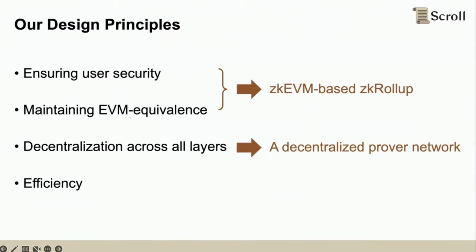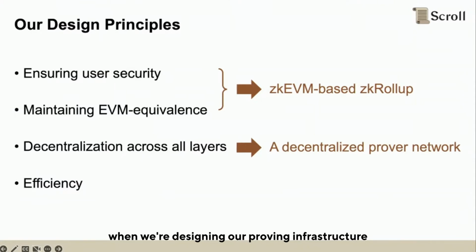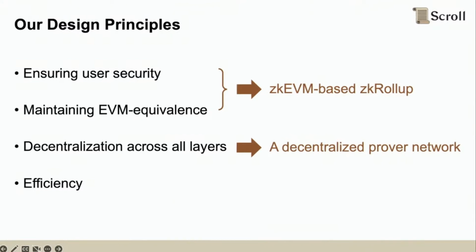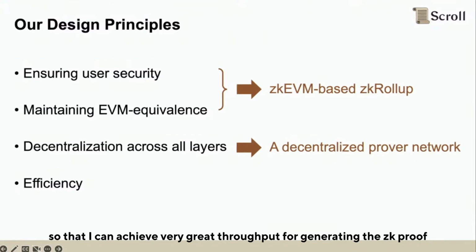And then second, when we're designing our proving infrastructure, we make sure it's highly parallelizable, meaning that if we want to scale up, we can very easily scale up by simply adding more prover nodes into our network, so that we can achieve very great throughput for generating the zk proofs.